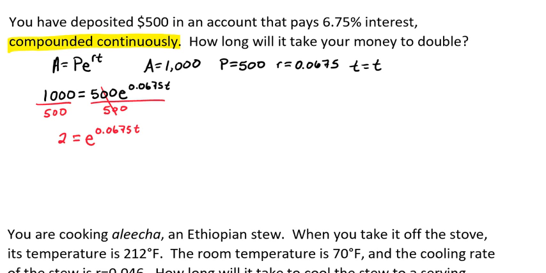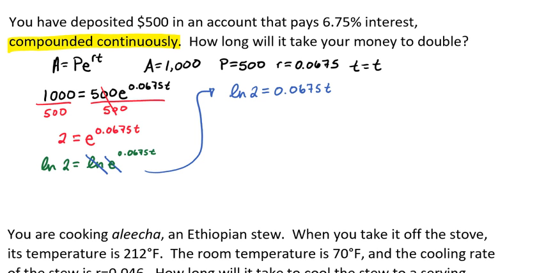And now we need to find a way to get our t out of our exponent. So because it's written as an exponential, we'll take the log of both sides. Because we have a base of e, we're going to take the natural log of both sides. So the natural log of 2 equals the natural log of e raised to the 0.0675t. Our natural log and our e will cancel out, giving us the natural log of 2 equals 0.0675 times t. To finish solving that, we'll divide both sides by 0.0675, which will allow us to get the t by itself.